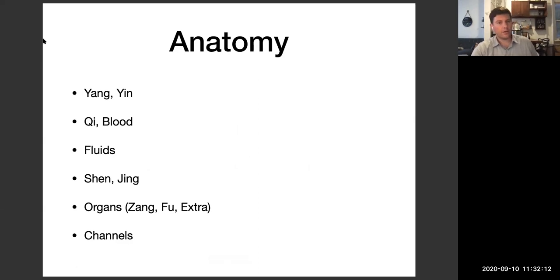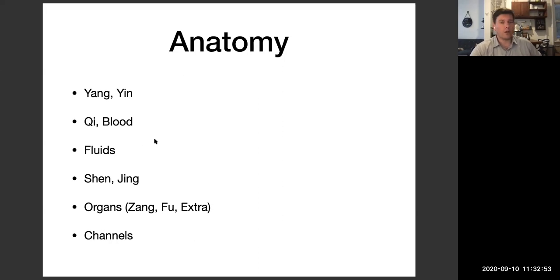So when we talk about anatomy within Chinese medicine, there's not a lot to it. This gets more complicated just due to the number of acupuncture points and the number of extra channels, but this is all of anatomy within Chinese medicine. Each of these has subcategories, but that's about it. We've got yang and yin, qi, blood, fluids, shen, jing, the organs, the zang, the fu, and the extraordinary ones. And then we've got the channels, which include the luos and the divergents and the extraordinary ones and a whole bunch of internal branches. But this really makes up everything that is the body within Chinese medicine.